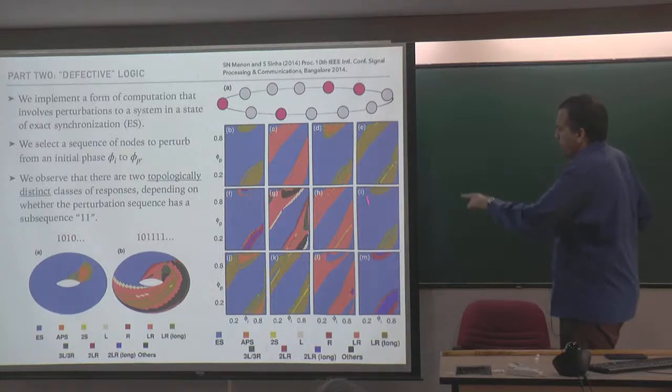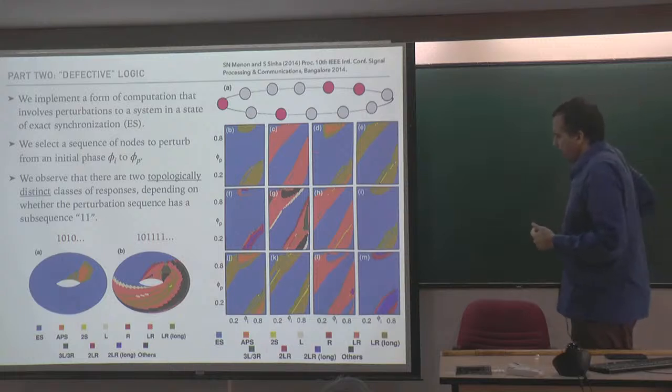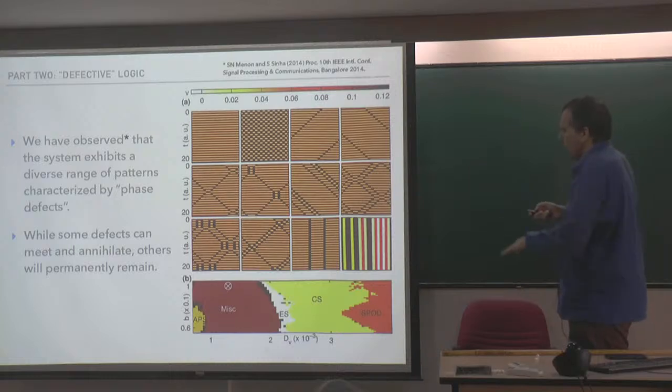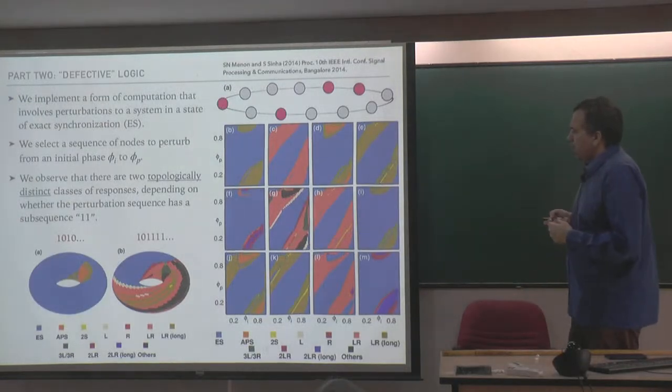So what we see over here are different figures that are obtained by different choices of which node we decide to perturb. And you can see that you get a whole different range of outcomes. The colors basically correspond to the kind of state you end up with. Blue means exact sync, which means you just go back to exact synchronization. And all the different colors are these different kinds of states that you see over here. I won't go into the details, but the point is you can get different types of states.